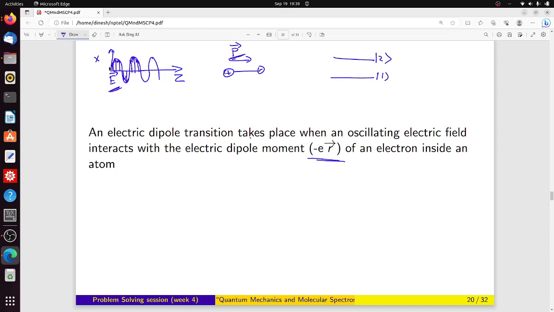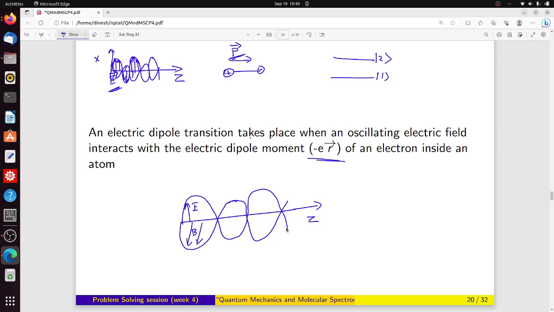So if you have an electric field, then you will have a magnetic field also. This magnetic field will be perpendicular to both the electric field and the direction of propagation.